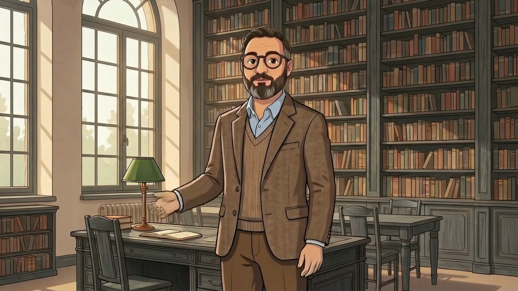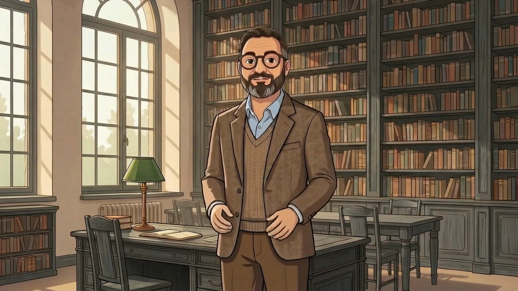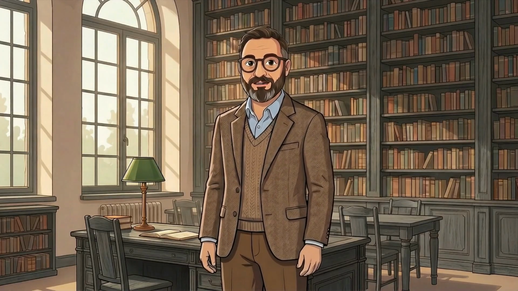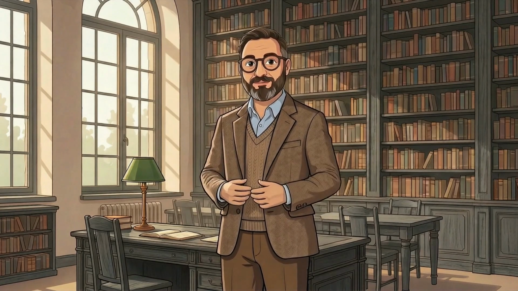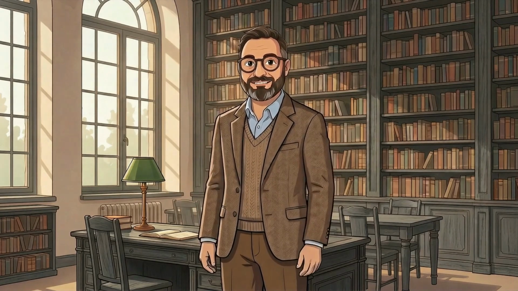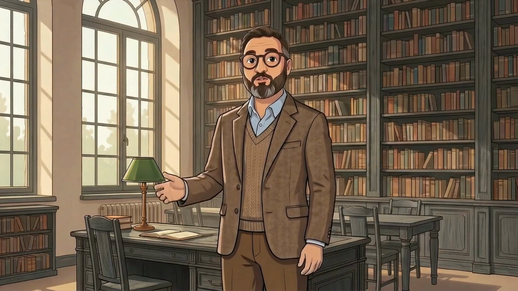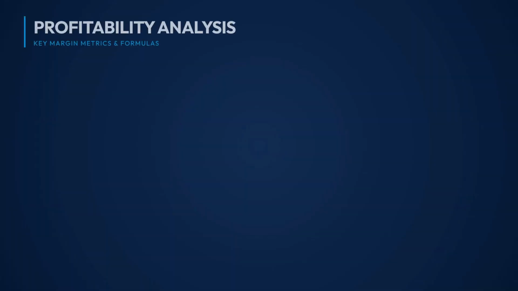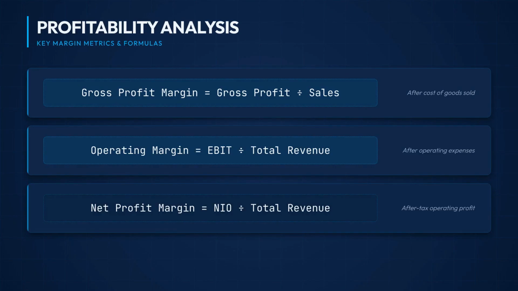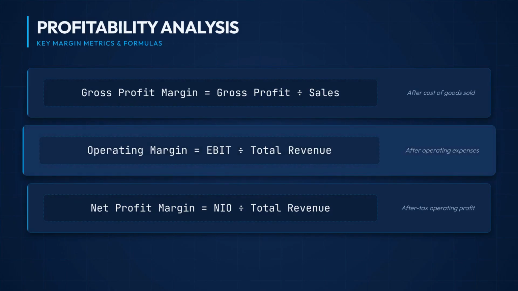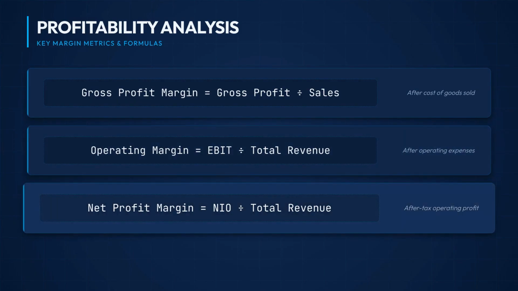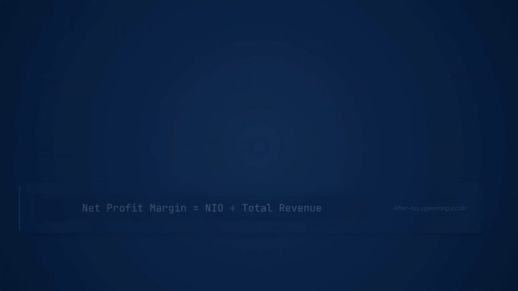Next, we evaluate profitability at different stages of the income statement using margin ratios. These help us understand what's left of each sales dollar after covering various costs from production to interest and taxes. Gross margin covers the cost of goods sold. Operating margin takes it a step further by subtracting operating expenses. Finally, net profit margin focuses on the bottom line, the after-tax operating profits available to the business.